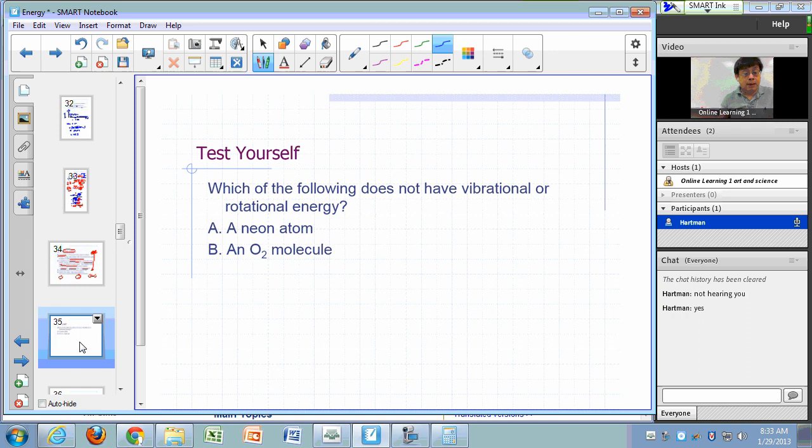All right. So let's do a quick check here. Which of the following does not have vibrational or rotational energy? A, a neon atom, or B, an O2 molecule?